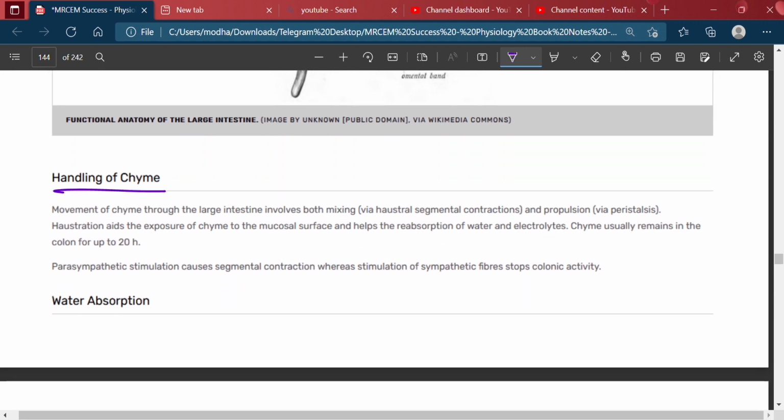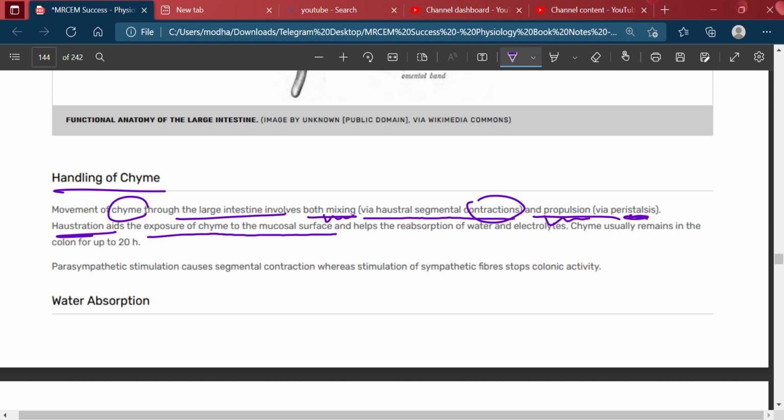Handling of chyme. Movement of chyme through the large intestine involves both mixing via haustral segmental contractions and propulsion via peristalsis. Haustration aids the exposure of chyme to the mucosal surface and helps the reabsorption of water and electrolytes.